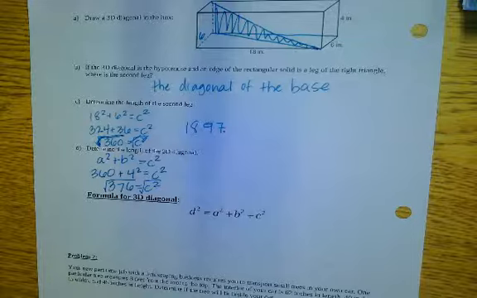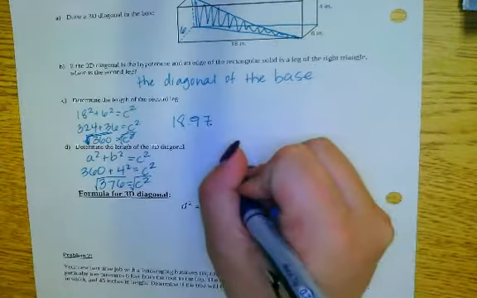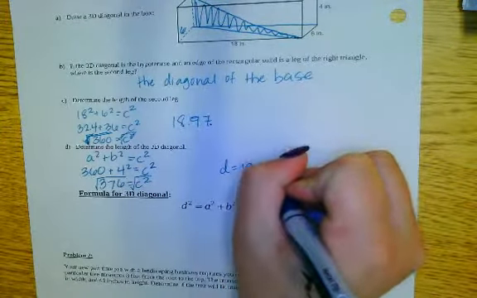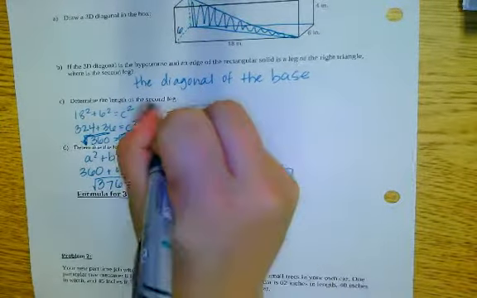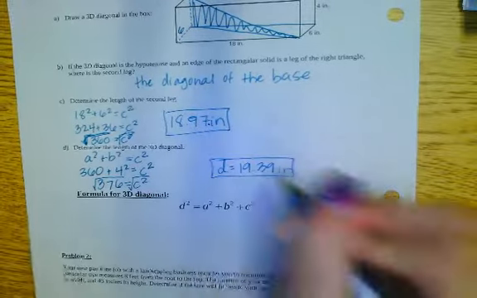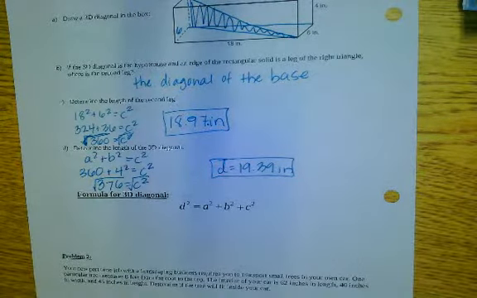Alright, what do we get for the 3D diagonal? 19.39 inches. Very good. Don't forget your unit. So that method will always work.